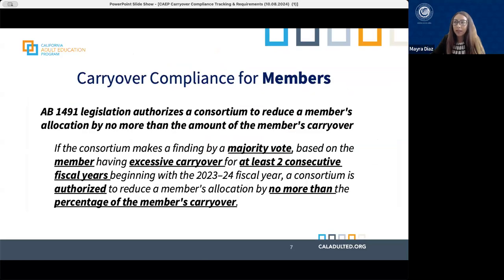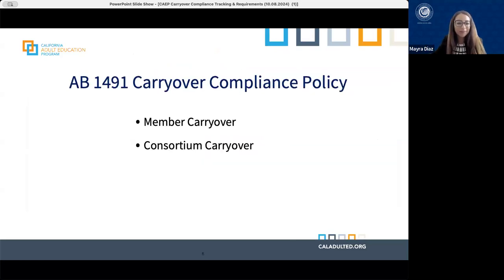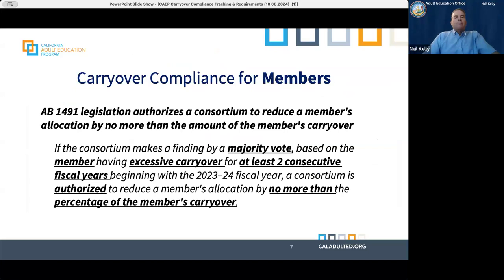All right, handing it over to Neil. All right, thanks, Myra. So I'm just going to quickly go over a little more detail from what Myra explained. Focusing on the member carryover, the key things to remember on the legislation: you have to determine the member carryover. You have to decide by majority vote. You have to decide what is excessive carryover, and it has to be tracked for 2 consecutive years.